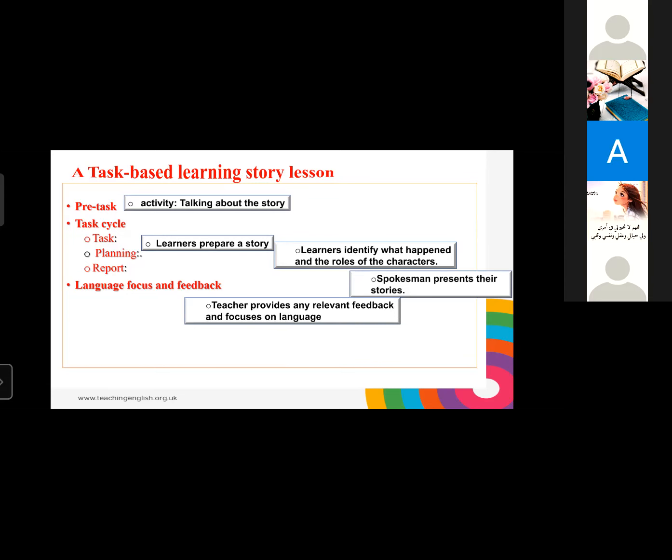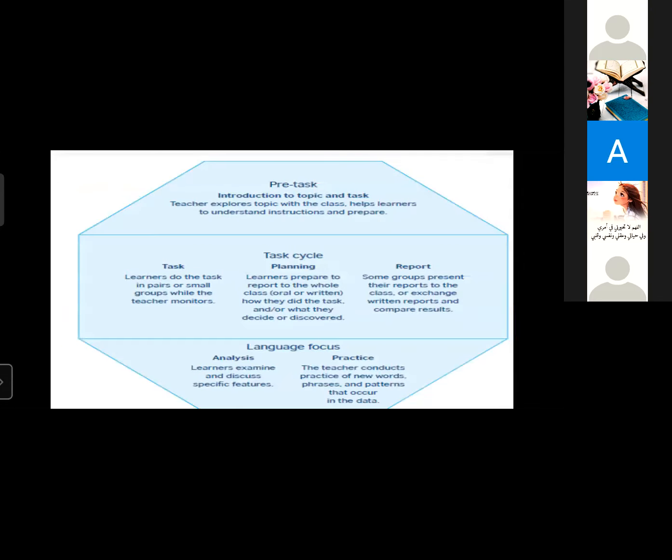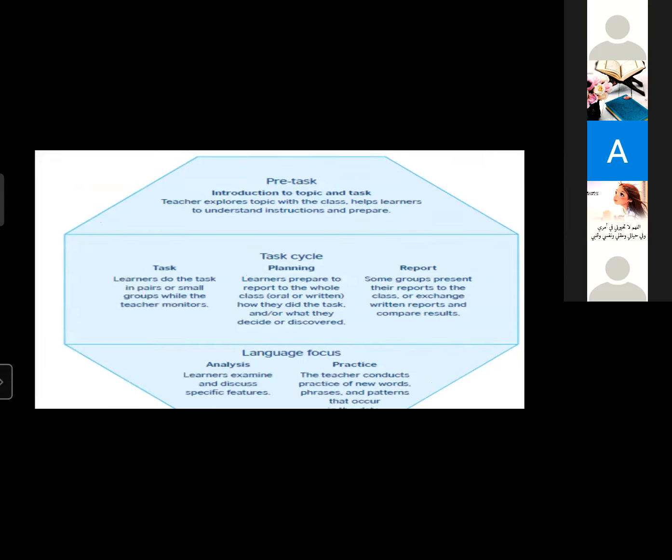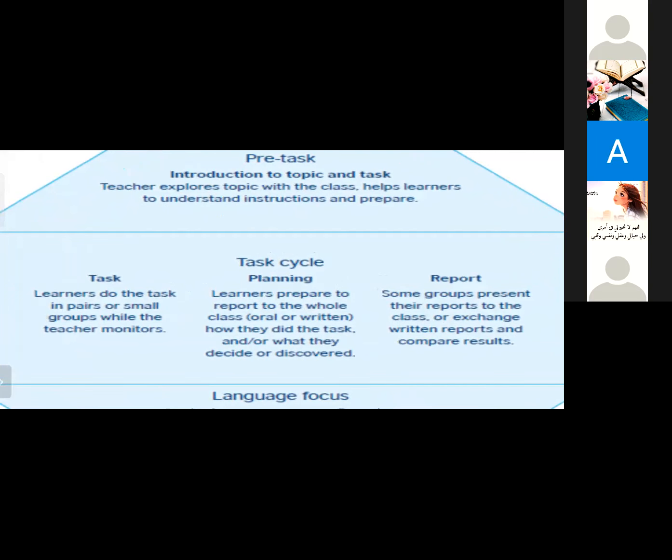Okay, so is it a teacher-centered or a learner-centered approach? Learner. Of course, it's learner-centered because the teacher here is a guide and a facilitator. He tells them about the steps and he tries to encourage them all the time, okay? So here is a shape about it to summarize it. The pre-task is an introduction to topic and task. Teacher explores topic with the class, helps learners to understand the instructions and prepare.